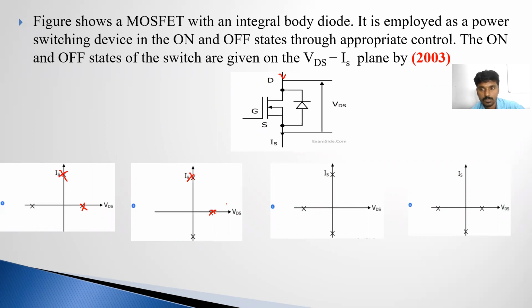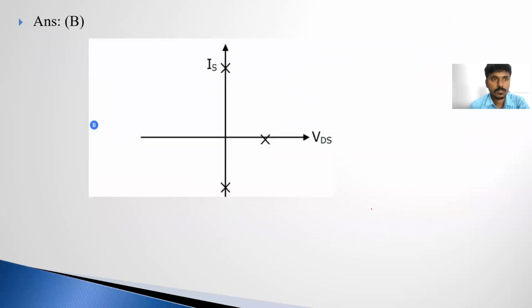There is no chance of negative current. The switching device in the on and off states through the appropriate control; the on and off states of the switch are given in the VDS IDS plane. But current is not zero here. See what the answer is here. B.